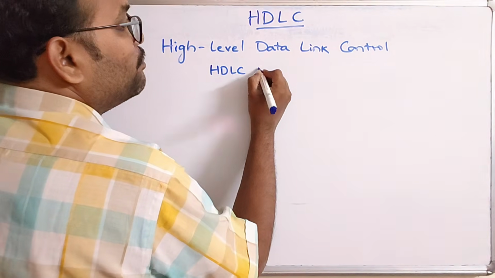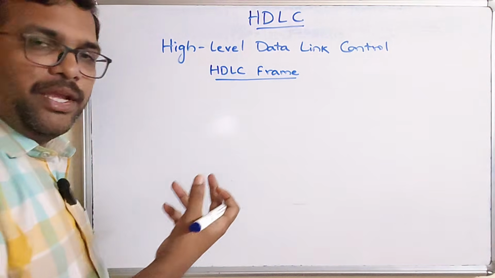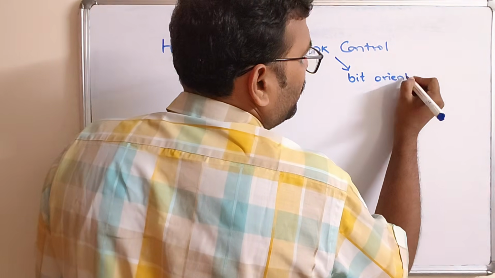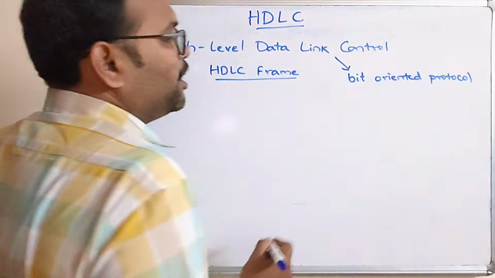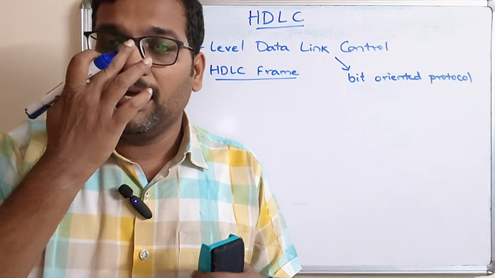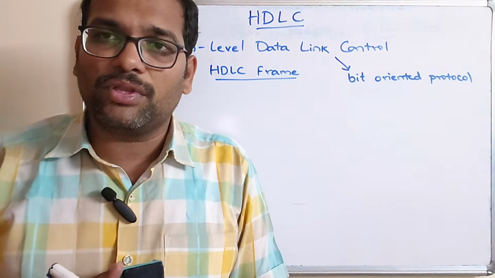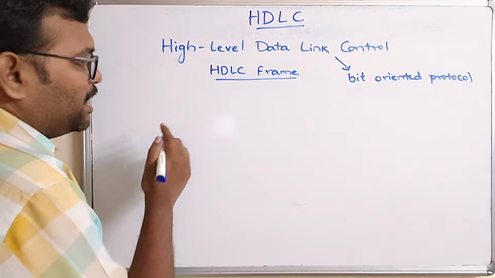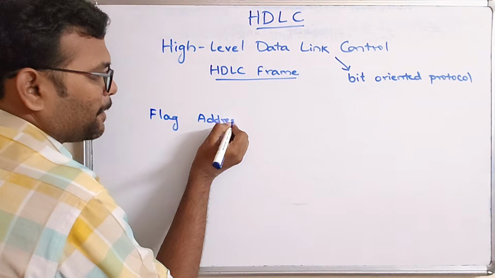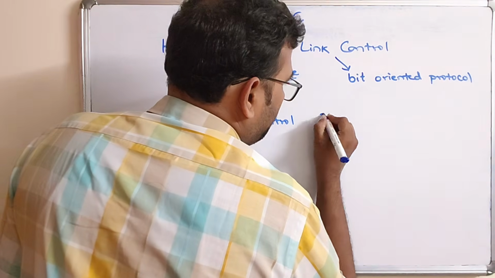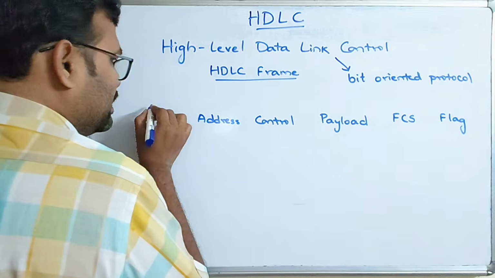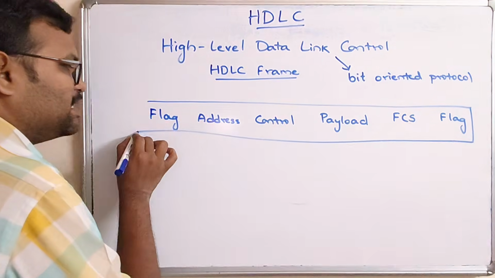So the HDLC frame. The first one is framing, right? And one more, this is a bit-oriented protocol. We know that the lowest layer of the OSI model is the physical layer, and from the physical layer the data moves on to the data link layer, right? So the HDLC frame fields are: the first one is a flag, then address, control, payload, FCS, and a flag. So these are the fields available in the HDLC frame.